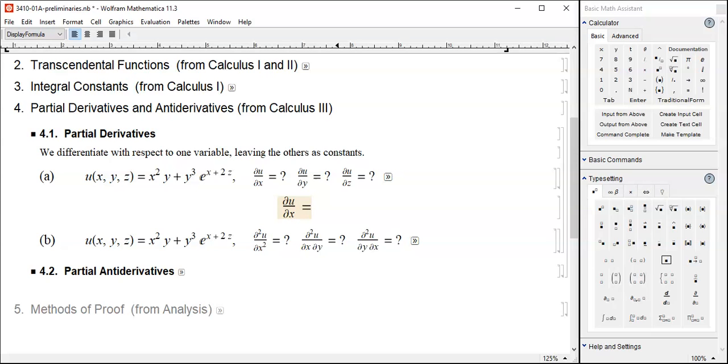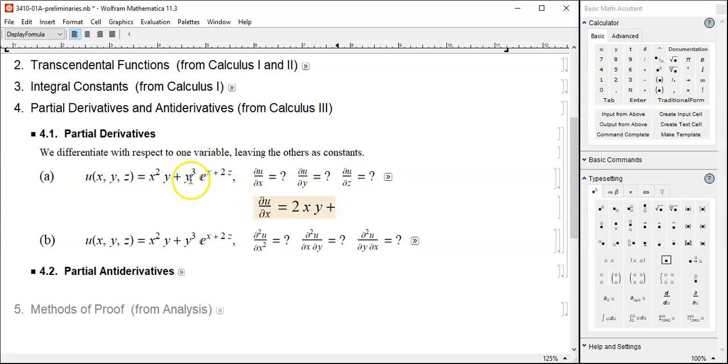So let's calculate it. This is my function, right? Let's calculate the partial derivative with respect to x, leaving the other characters as just constant. Okay, let's take the derivative of x squared times y. Do we have to use product rule? No, it's not product rule. This is not implicit differentiation. Y is just a coefficient. The only thing that matters is x squared here. So 2x times y, this coefficient.